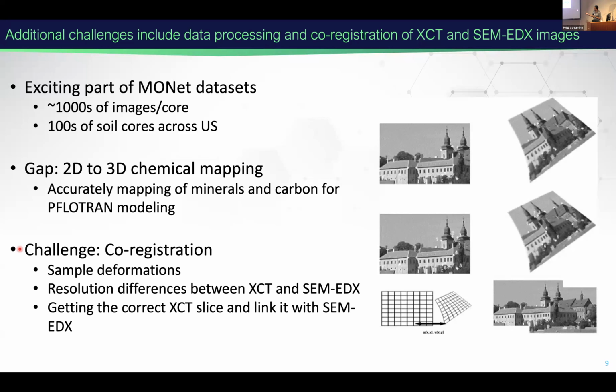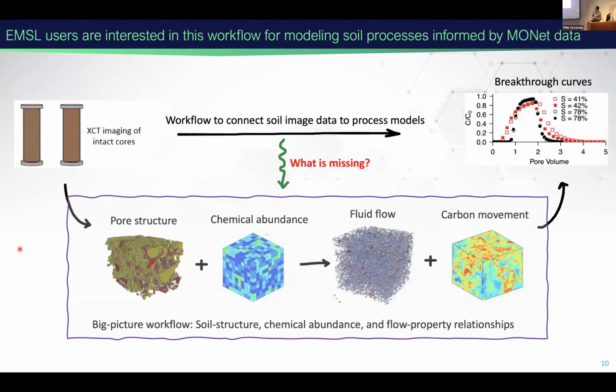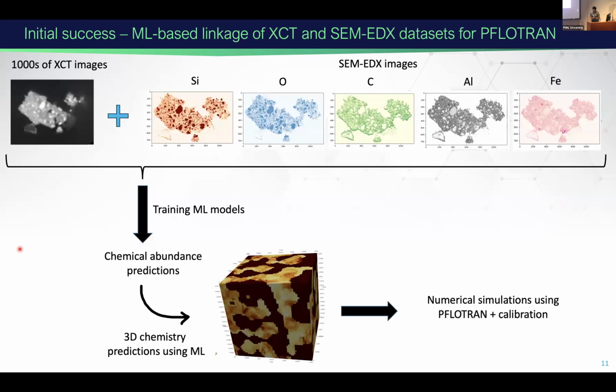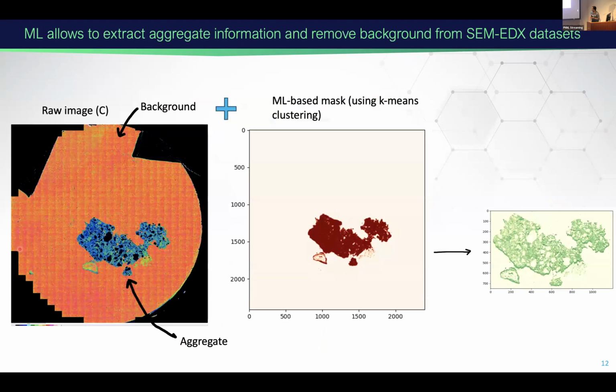So Odeta mentioned in the morning that for one SEM-EDX, there's a stack of images from the XCT that may have a similar correspondence. So we need to identify the correct XCT slice, map them up, resolve the differences, and overcome the sample deformation. So these are various big challenges. So let me go to the nutshell. How are we going to overcome that?